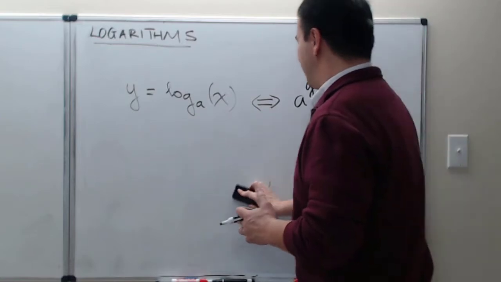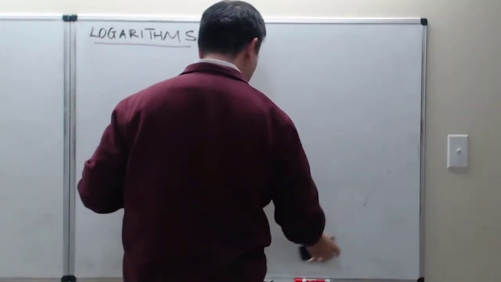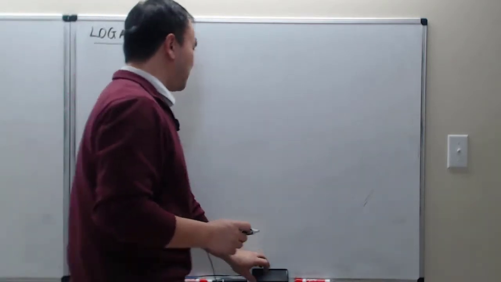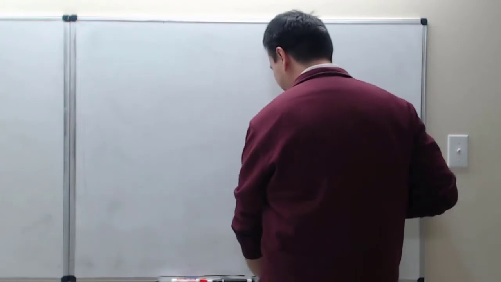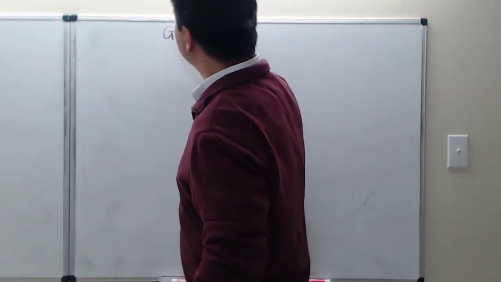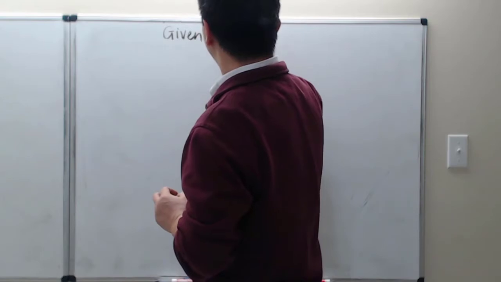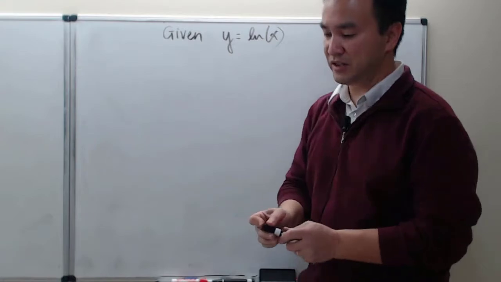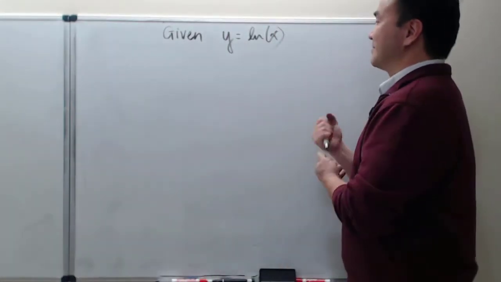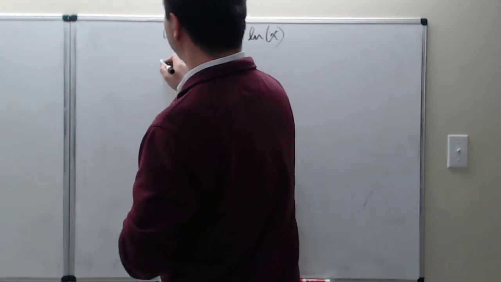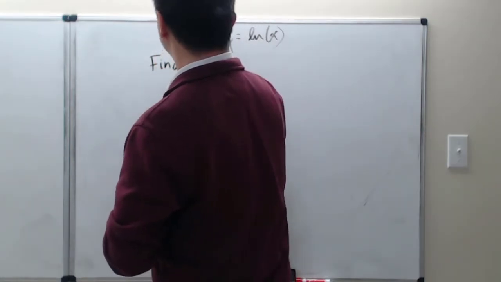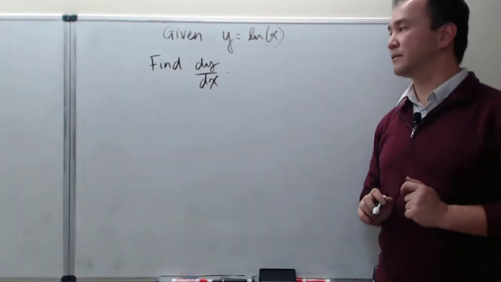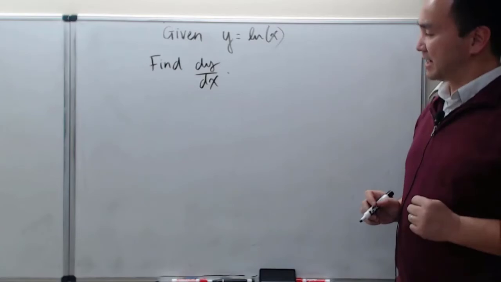My plan is to start out studying the derivative of the natural log, log base e of x. So we're given the function y equals natural log of x. It's a logarithm, it means log base e, and our goal here is to find dy dx, the derivative of this given function.